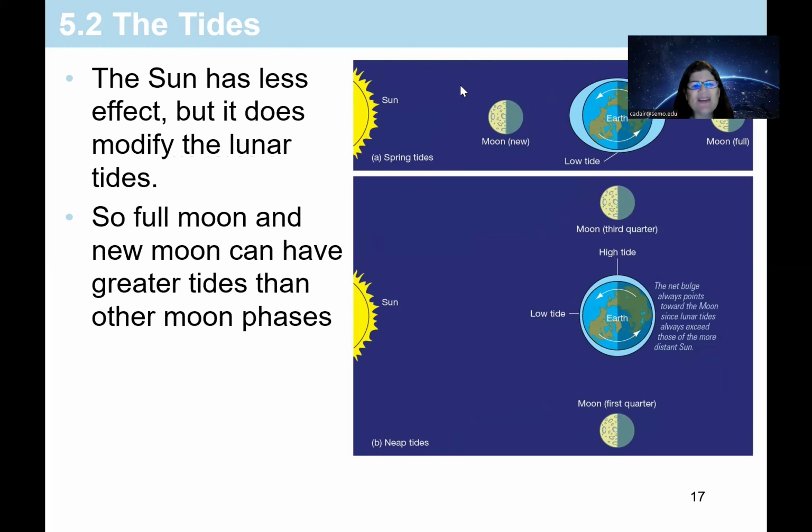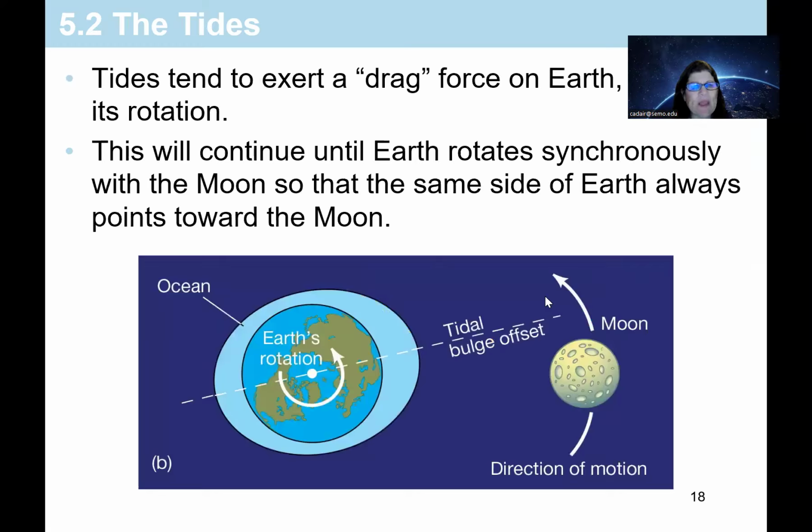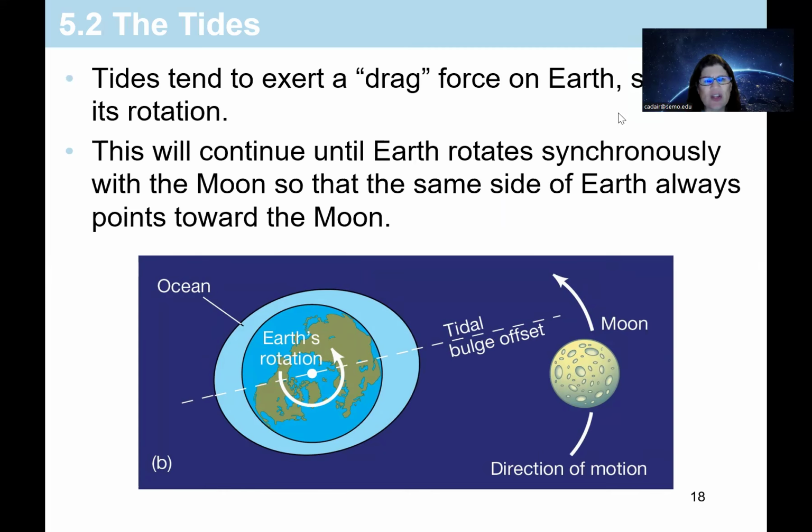So the sun does have an effect, but only slightly. When we have a new moon or a full moon, we have a slightly higher tide. And if we have a third quarter moon or a first quarter moon, the high tides are not as great. So the full moon and new moon can have greater tides than other moons. The tides also exert a drag force on Earth, which slows its rotation a little bit.